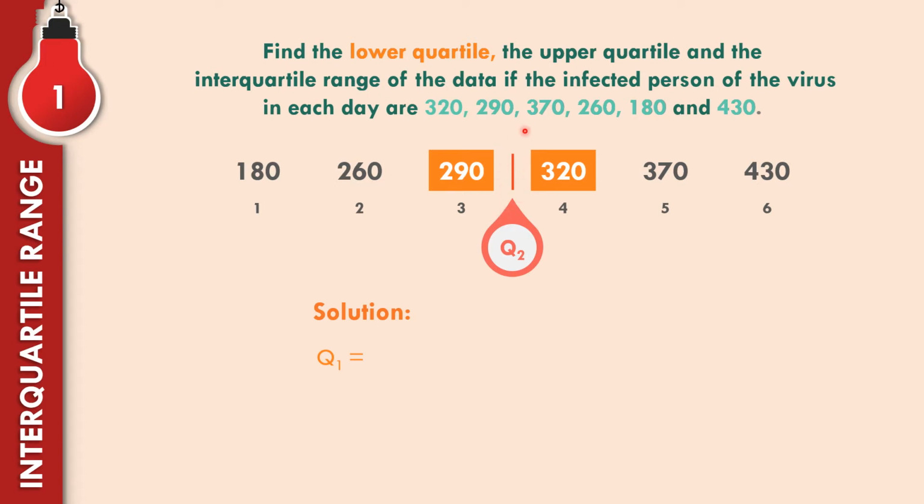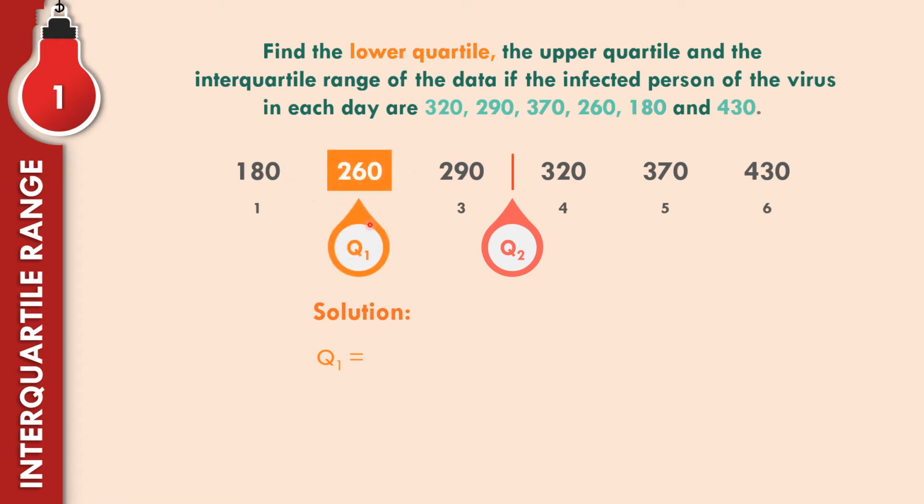So let us identify the quartile 1. So this is the lower half and then the upper half. Let us identify now the lower quartile. So the lower quartile is equal to 260, because 1, 2, 3, the middle is 260. So Q sub 1 is equal to 260, or the lower quartile is equal to 260.